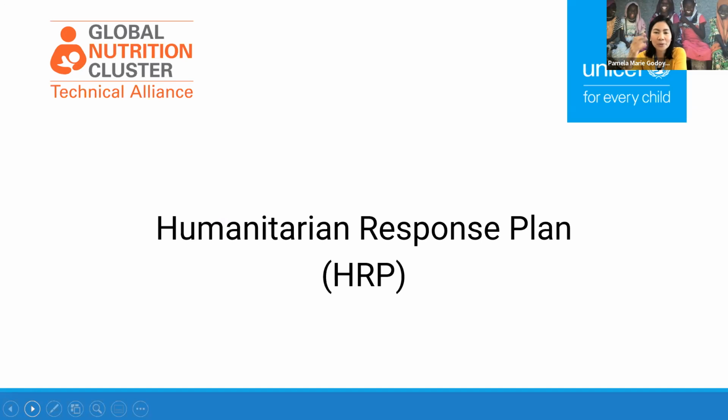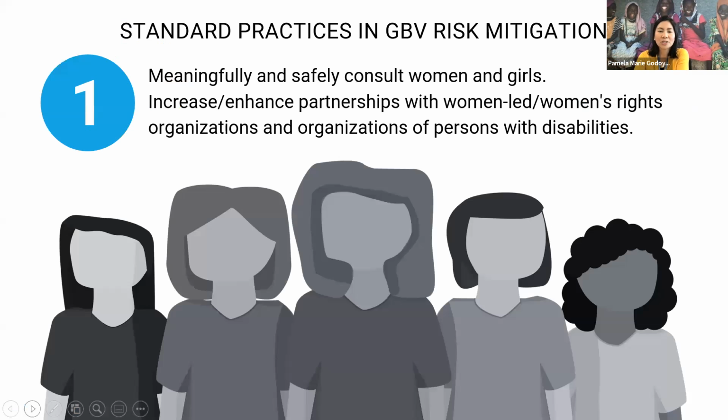So before we go through the specific GBV risk mitigation measures, as well as the brainstorming exercise that Brooke will facilitate, let's discuss the three standard practices in GBV risk mitigation that you can include right away in your HRP. So the first one is making sure that we consult women and girls.